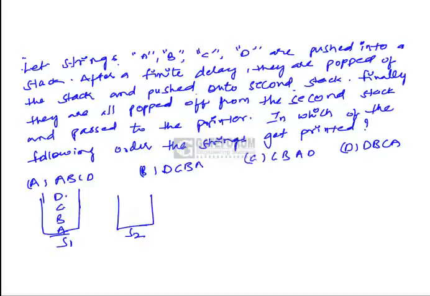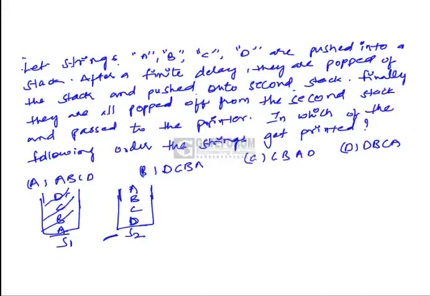So here first D is popped and D is pushed into the second stack, and then after D, C is the top of the stack. So C is popped and C is pushed. After popping out C, the top of the stack will be B, then B is popped and pushed into the second stack. After B, A will be popped from stack 1 and pushed onto the stack S2. So this is the content of stack S2.